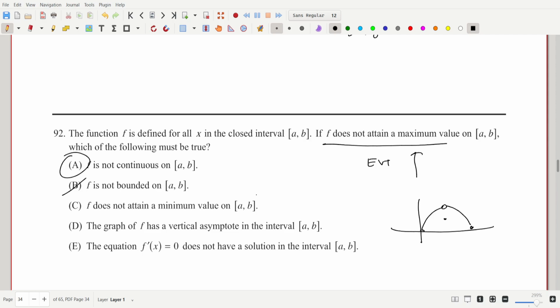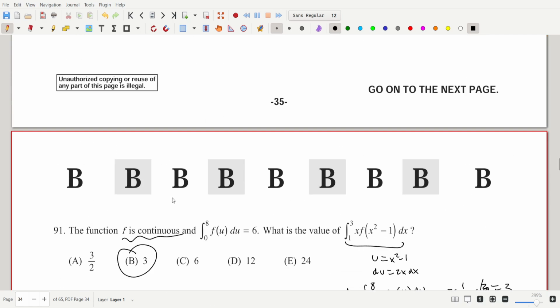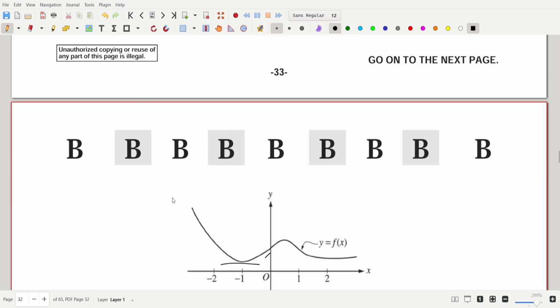F does not attain a min. Well, it certainly could. The graph of f is never... no. Right? There's no reason f needs to be differentiable at all. It could be differentiable nowhere. Okay. And let's check my answers.